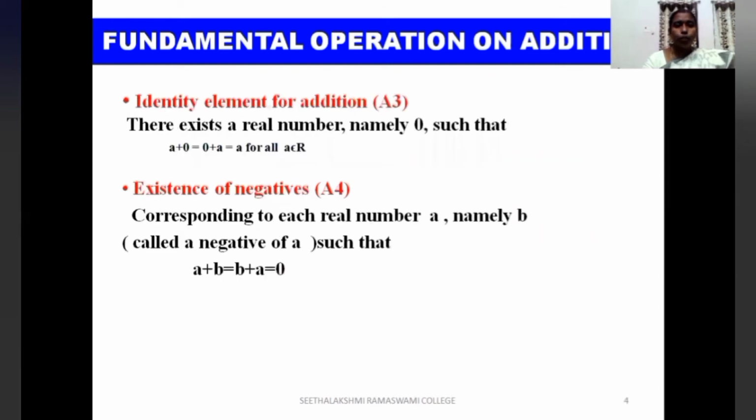Move on to identity element for addition, A3. There exists a real number, namely 0, such that a plus 0 equal to 0 plus a equal to a for all a belonging to R. Next, move on to existence of negatives, A4. Corresponding to each real number a, there exists a real number b, called a negative of a, such that a plus b equal to b plus a equal to 0.